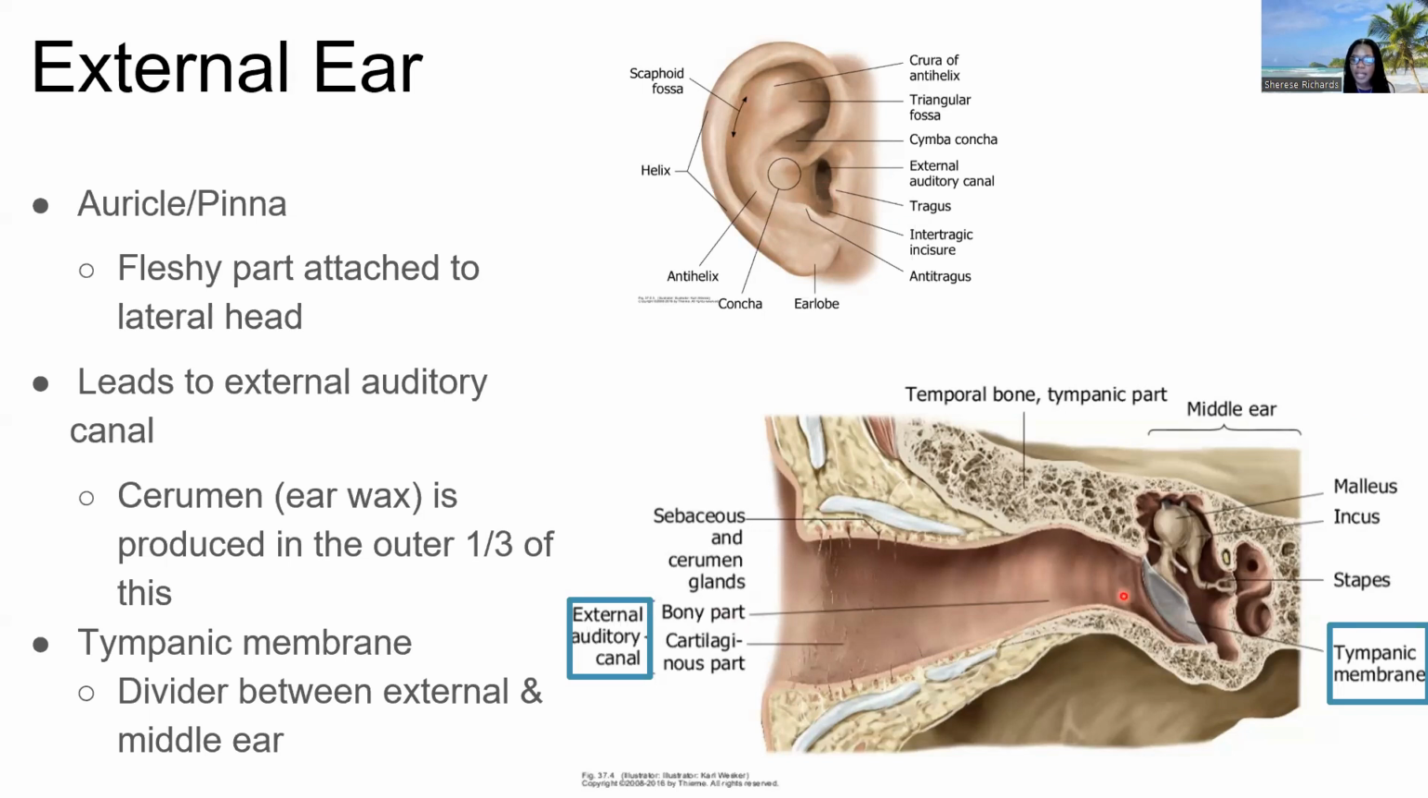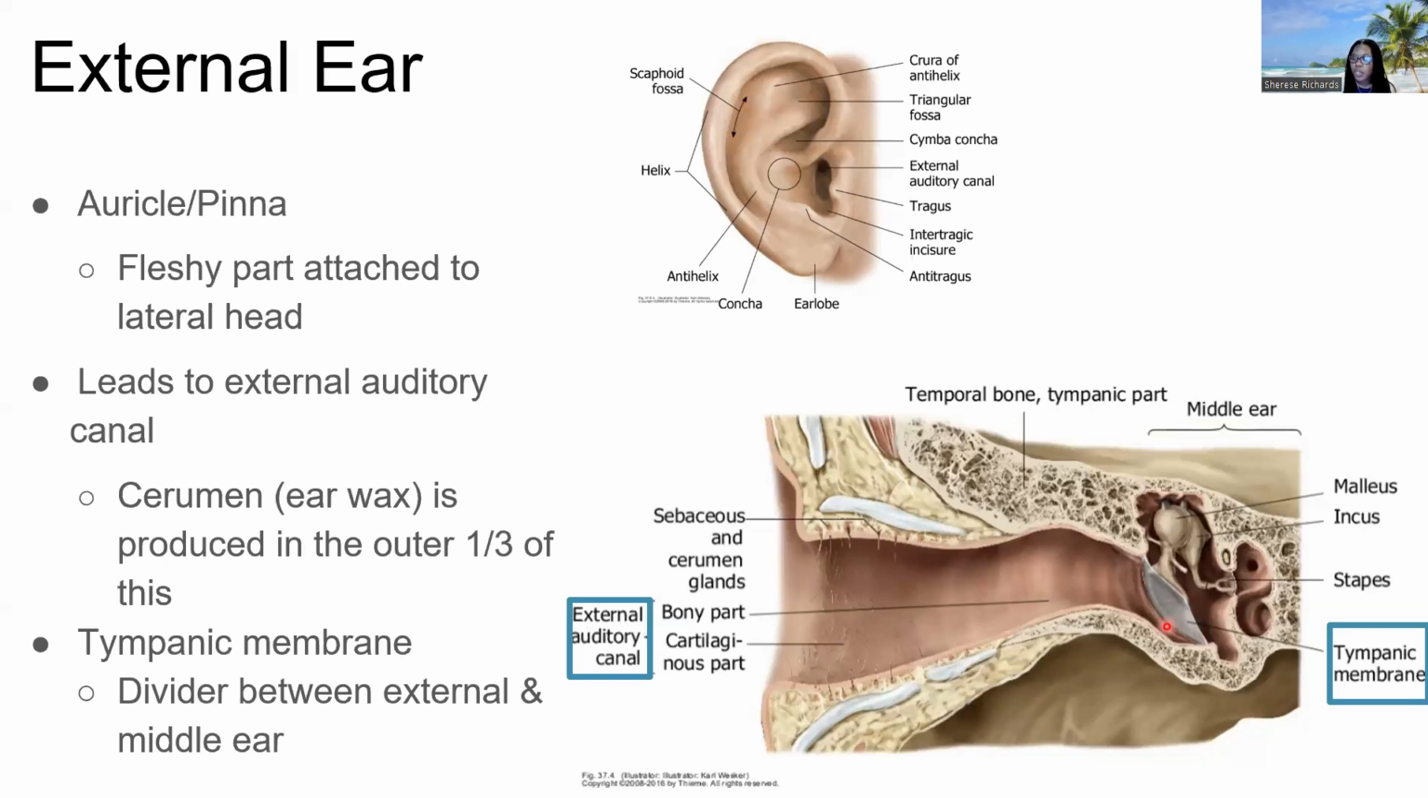And the canal that leads from the external ear to the middle ear is referred to as the external auditory canal. That is where we can have earwax being produced and sometimes building up, right? We can see those sebaceous and cerumen glands located along the external auditory canal that produce these secretions that we refer to as cerumen or earwax. And then that leads all the way up to this structure called the tympanic membrane.